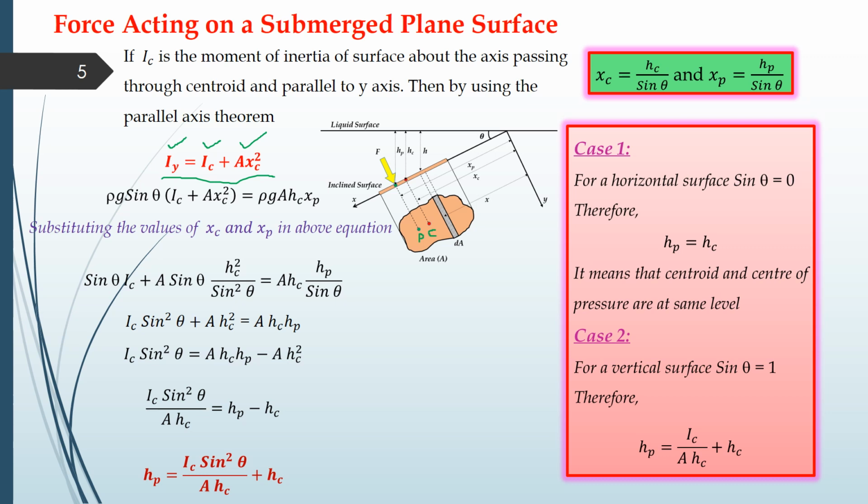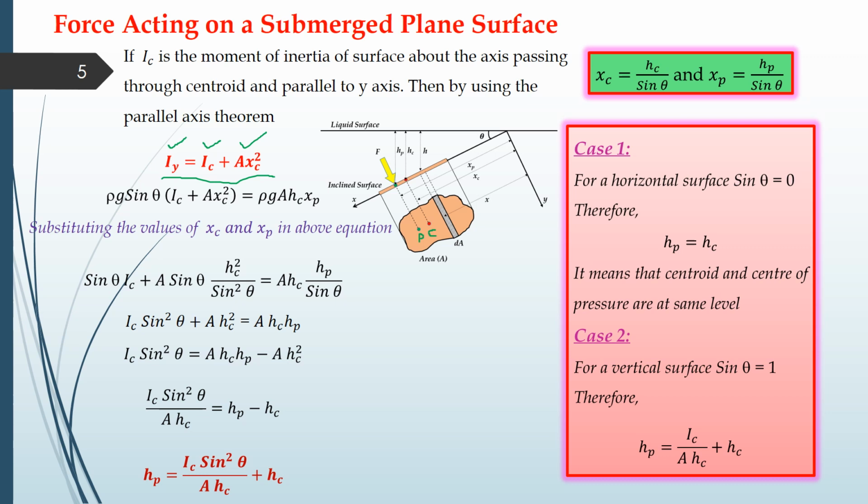So we will put this value in the previous equation, which we came to know about in the previous slide, with Iy equal to Ic plus A xc squared. This is the previous equation. So rho g sine theta (Ic plus A xc squared) is equal to rho g A hc into xp. Okay, so this is the equation.